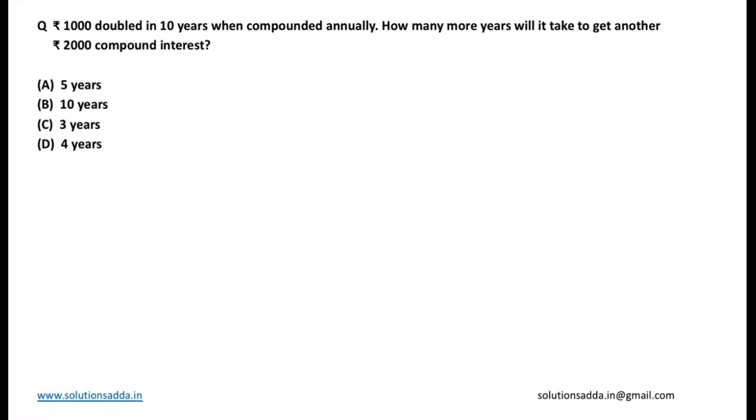This is an aptitude question based on compound interest. Rupees 1000 doubled in 10 years when compounded annually. How many more years will it take to get another rupees 2000 compound interest? Options are 5 years, 10 years, 3 years and 4 years. We see that rupees 1000 is getting doubled, i.e. it's becoming 2000 in 10 years. So it is doubling every 10 years.